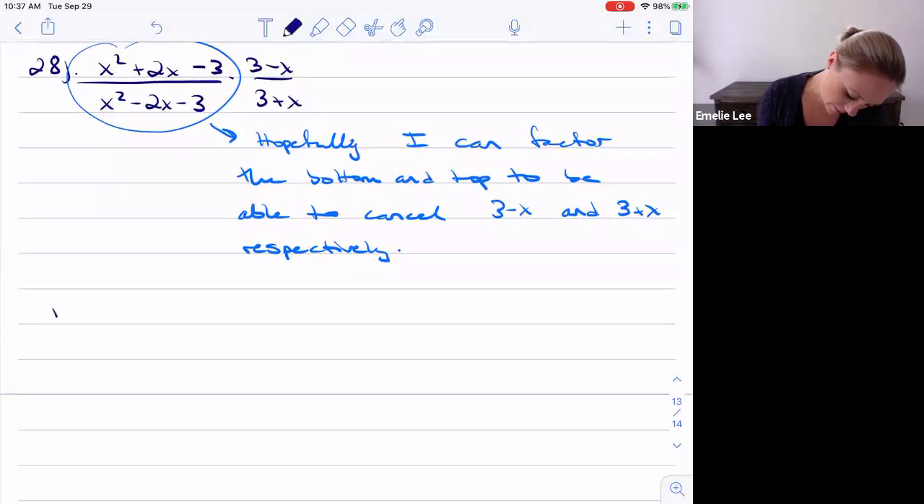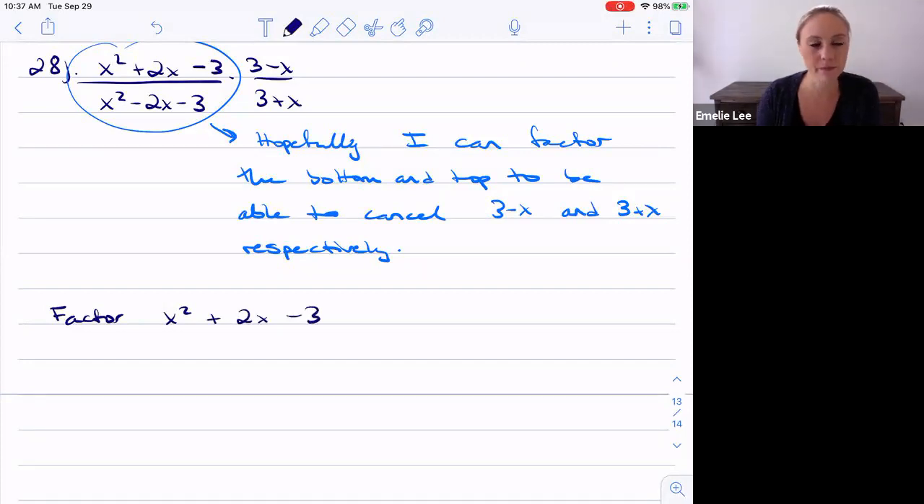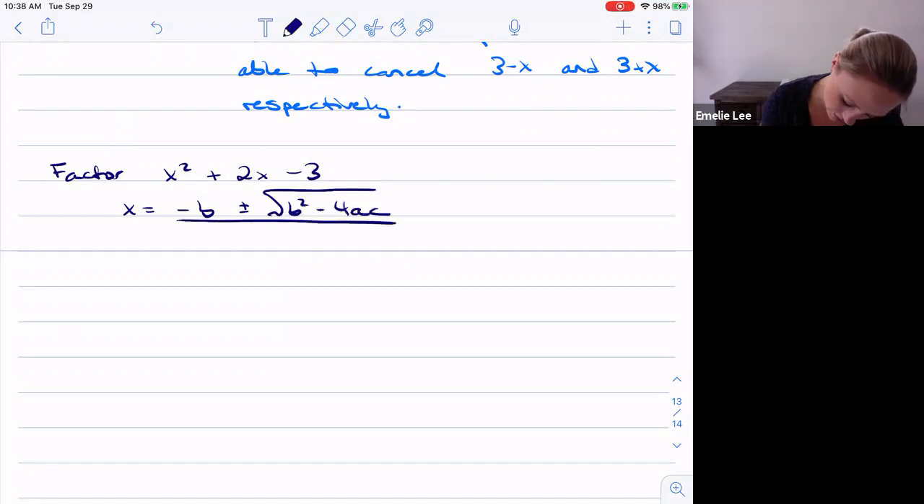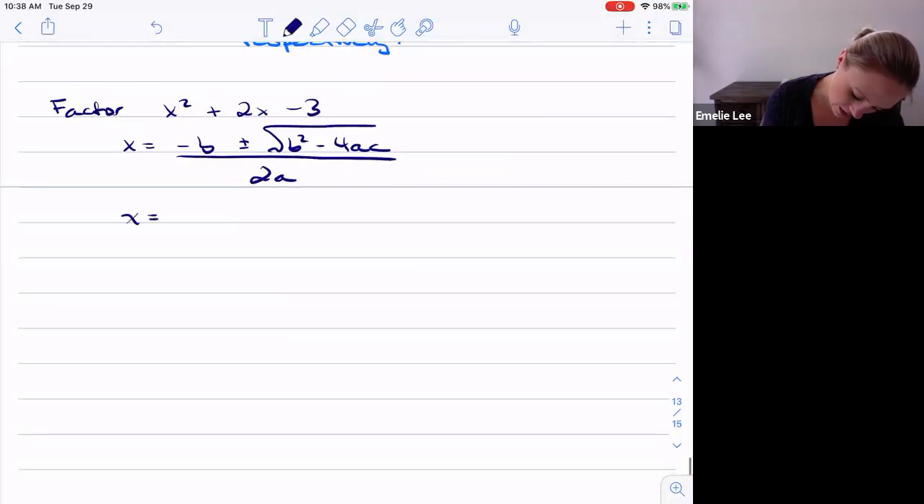Okay, so we want to factor x squared plus 2x minus 3. It means I have to find the solutions. This looks like a quadratic equation to me. So let's use the quadratic formula, find the solutions, create our factors. So x is negative b plus minus the square root of b squared minus 4ac over 2a. I can pull my ABCs from this formula without writing them out, although it might be a good reminder. So a is 1, b is 2, and c is negative 3 in this case.